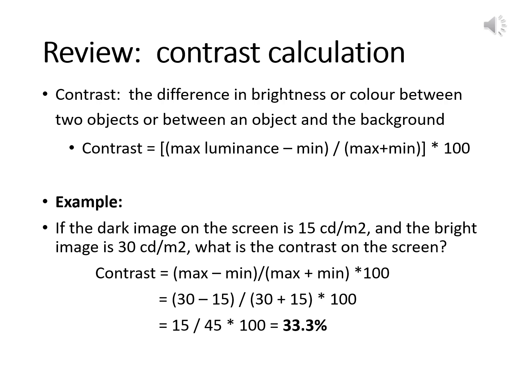So we take the equation which says max minus min, so 30 minus 15, and then we divide it by max plus min, 30 plus 15. So the numerator, the top number of 30 minus 15 equals 15. The bottom number of 30 plus 15 is 45. This gives us 15 over 45. And then we multiply all of this by 100 to get a percentage. And the answer is 33.3% for contrast.